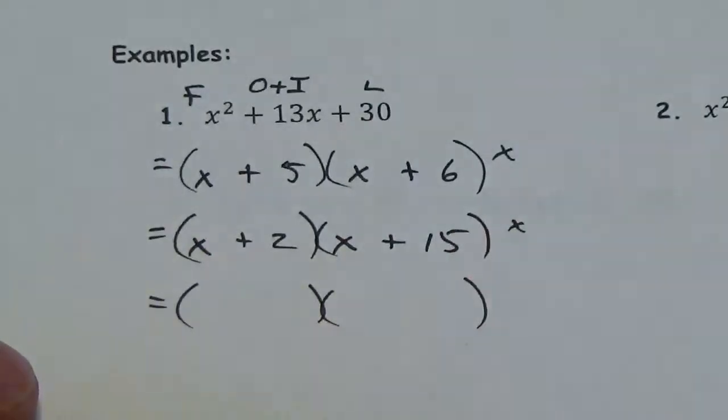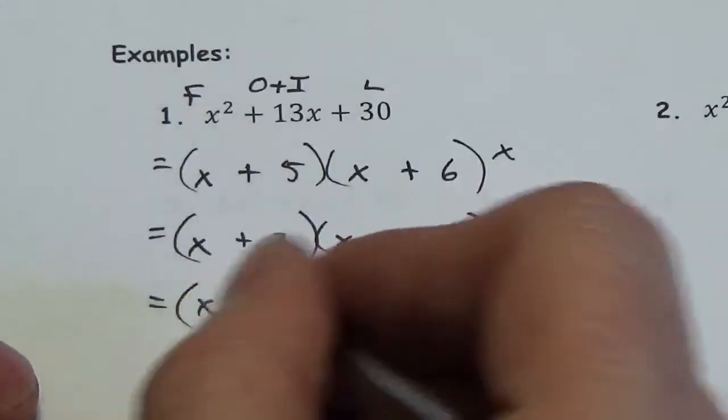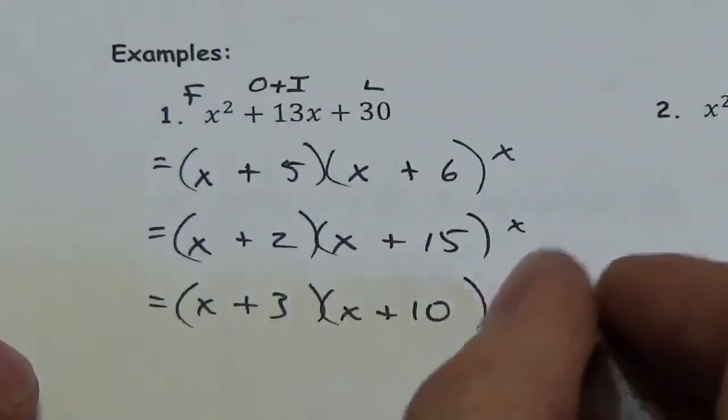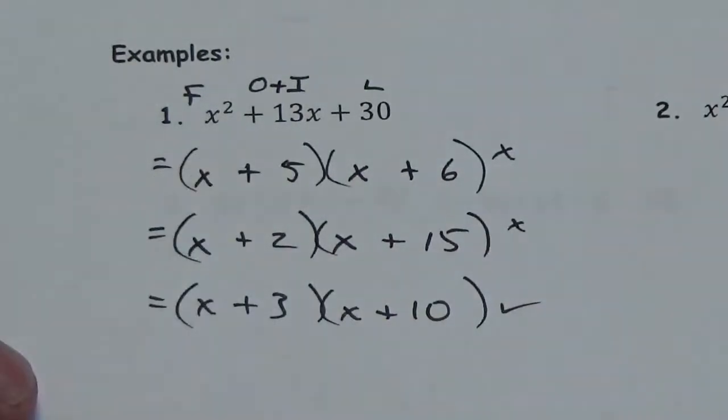Now, you might start to think, well, what are my other options here? However, there is one other option. It's 3 and 10. And there we go. And that will produce that 13 for my OI when I multiply those out. I'll get my 10x and my 3x. So that works.